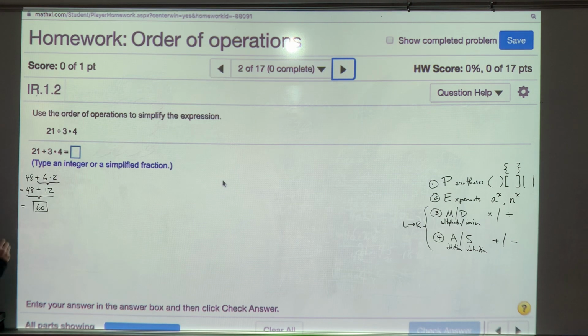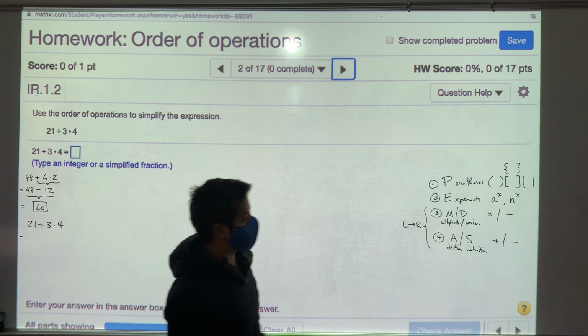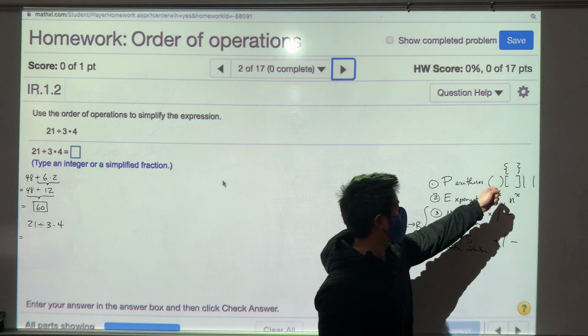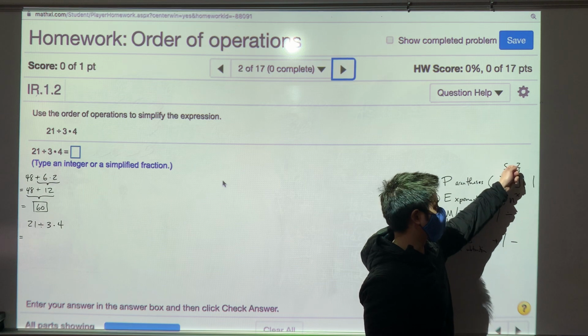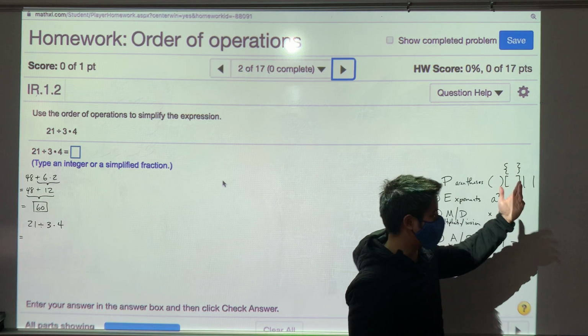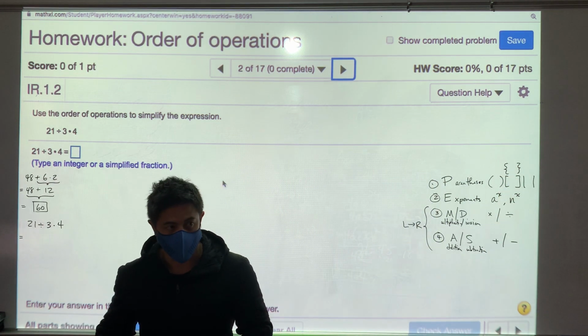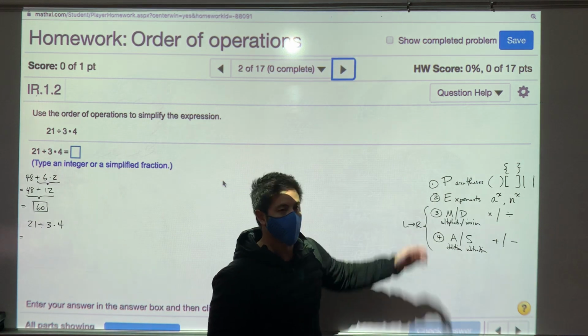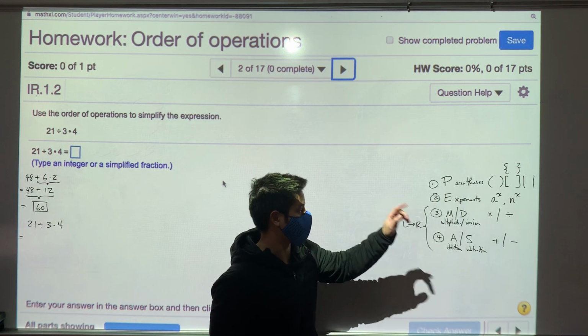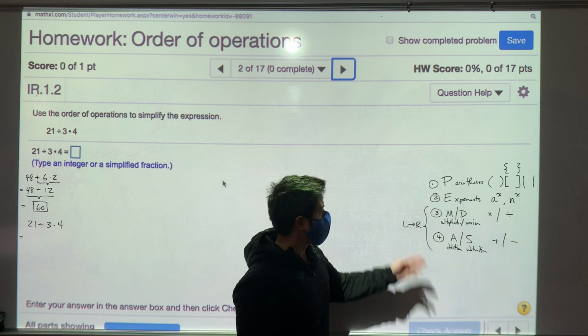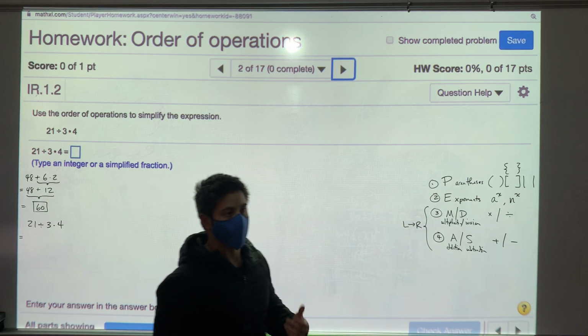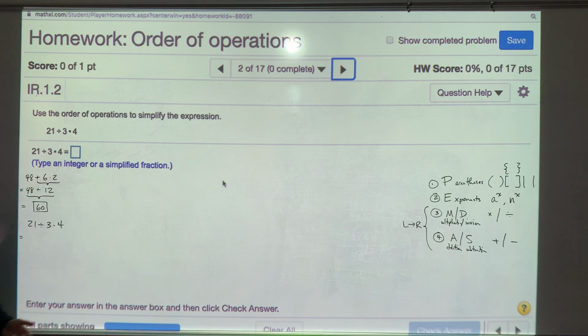All right. This is a great problem. Let's talk about why. First, let's check. Do we have any P, parentheses, brackets, braces, absolute values, any kind of grouping that we need to address? No, there isn't. So we'll move on to the next step. Any exponents, anything you see to a power? No, not in my problem. Next thing, any multiplication and division? Yes, there is. Now, which do we do first?